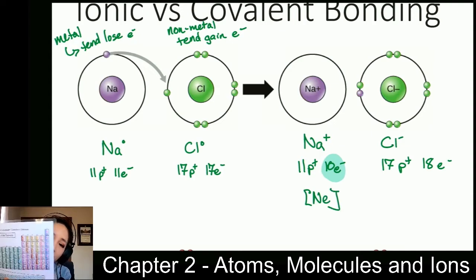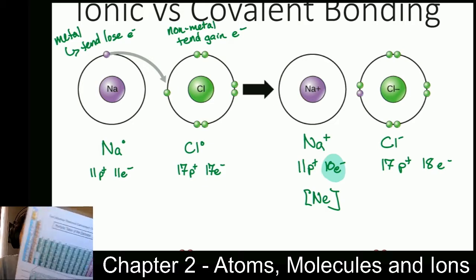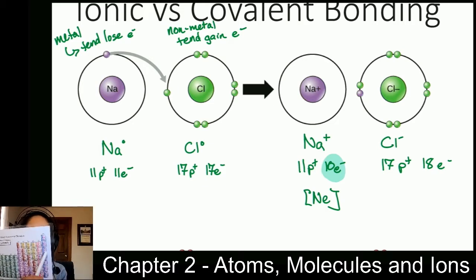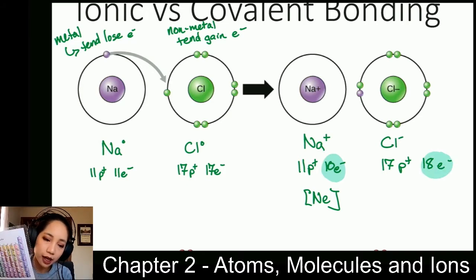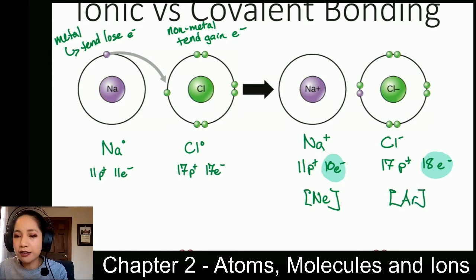So a sodium plus cation is very stable. And then our chlorine here gains an electron. It gains the electron that sodium lost, and now it has 18 electrons, just like argon. So now we have two substances that have noble gas configurations, or the same number of electrons as noble gases, and that is very stable.